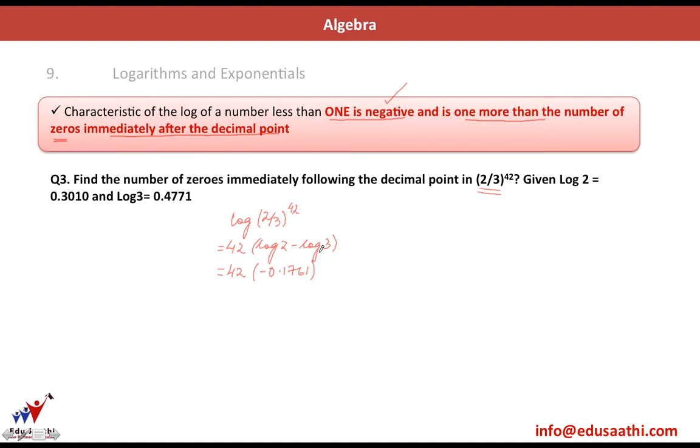When multiplied with 42, it gives an answer of minus 7.3962. Now this answer is coming out to be negative. Even the mantissa part of this is negative. So there are two ways you can go about solving this question. One is, the mantissa has to be always positive. This has to be always positive.